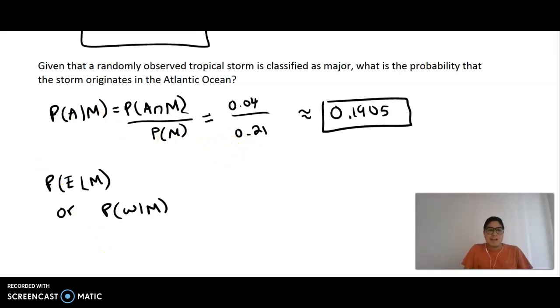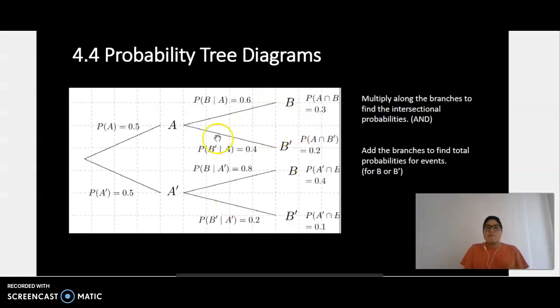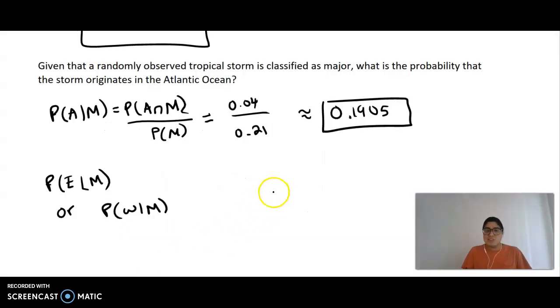So up until this point now, you can do plenty of things here. But this is just the overview of probability tree diagrams. You multiply along the branches to find the intersectional probabilities, and then you add those branches to find total probabilities. And notice here that you have A and B, so now what you can do is make a two-way table from your probability tree diagram. I don't think they're going to ask you that, but you just never know with AP Stats. But stay tuned in our next lesson when we start talking about mutually exclusive events and independent events.